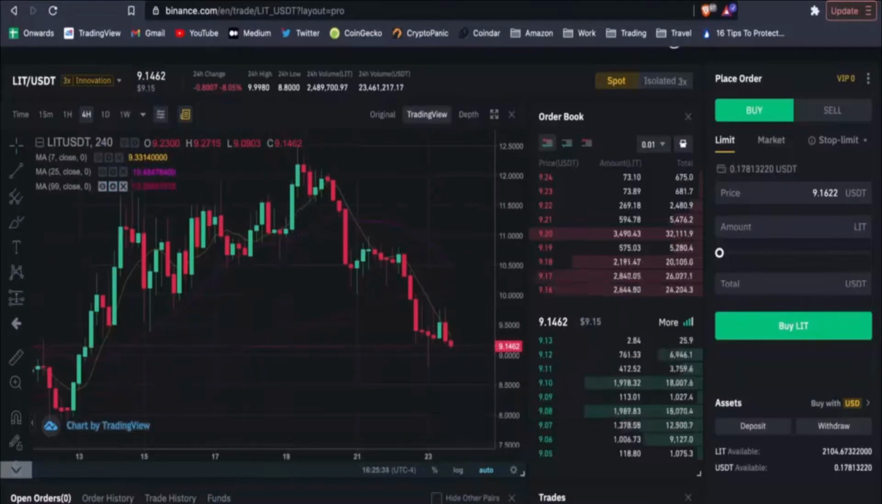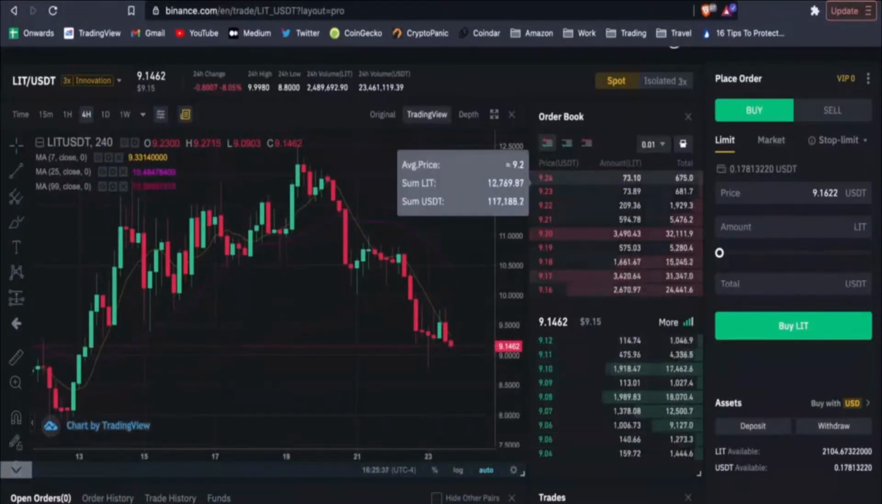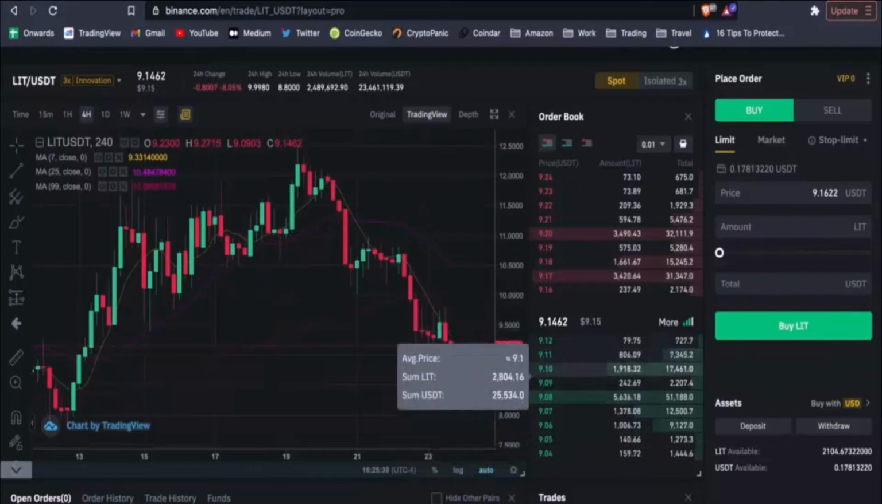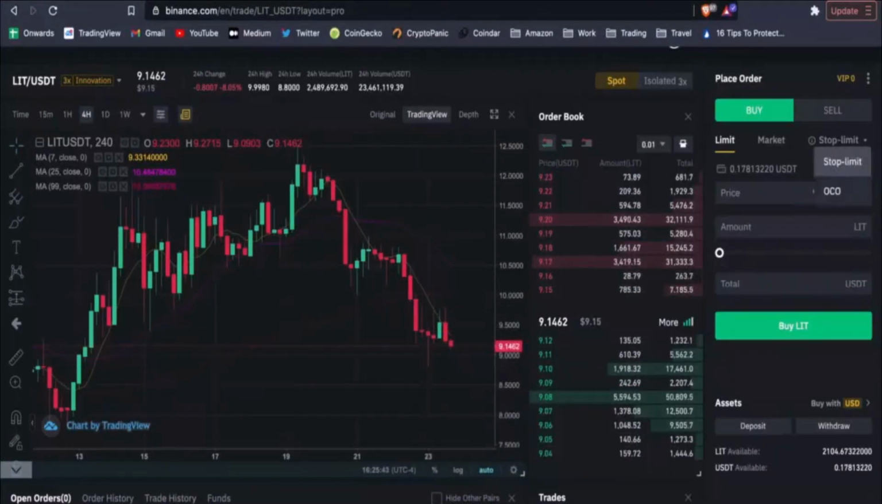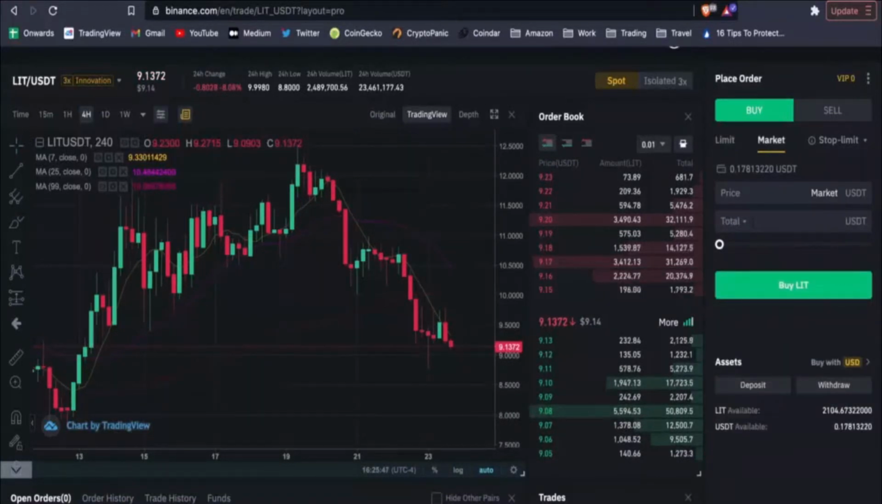You have your order book here where you can see all the sell orders and all the buy orders, buy limit orders and sell limit orders, right? And then you have your order placing right here with the buy and sell buttons and the three order types that we're going to talk about. So the first order, the most standard order, is a market order.